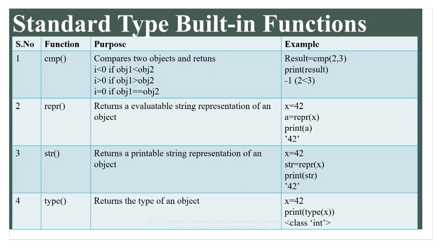So here you can see the example on the right hand side. Result is equal to compare 2, 3. So 2 is less than 3. It is true. So it is going to return the value that is less than 0, which is -1.